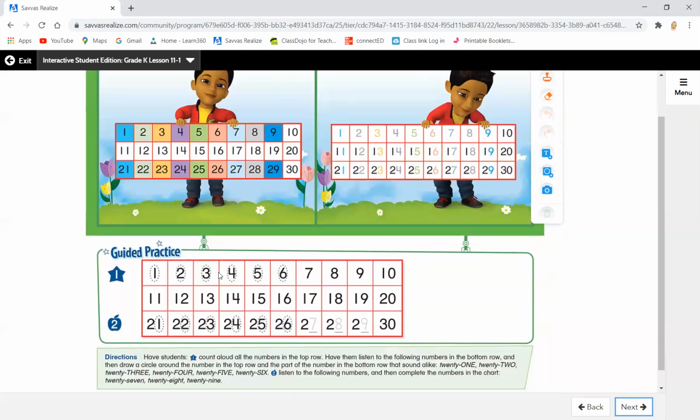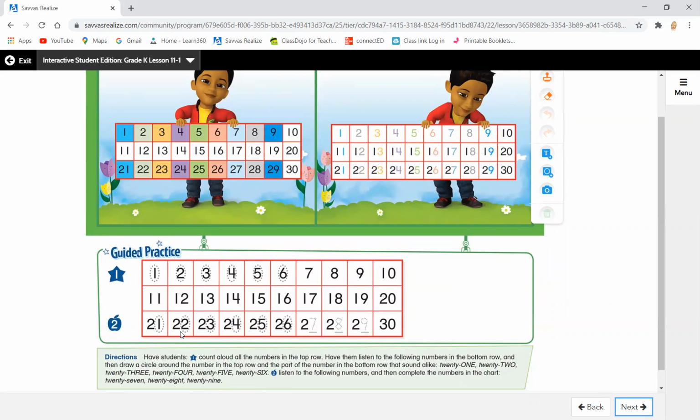So let's look at number 1. It says count aloud all the numbers in the top row. Then listen to the following numbers in the bottom row and draw a circle around the number in the top row and the part of the number in the bottom row that sounds alike. 21, 22, 23, 24, 25, and 26.